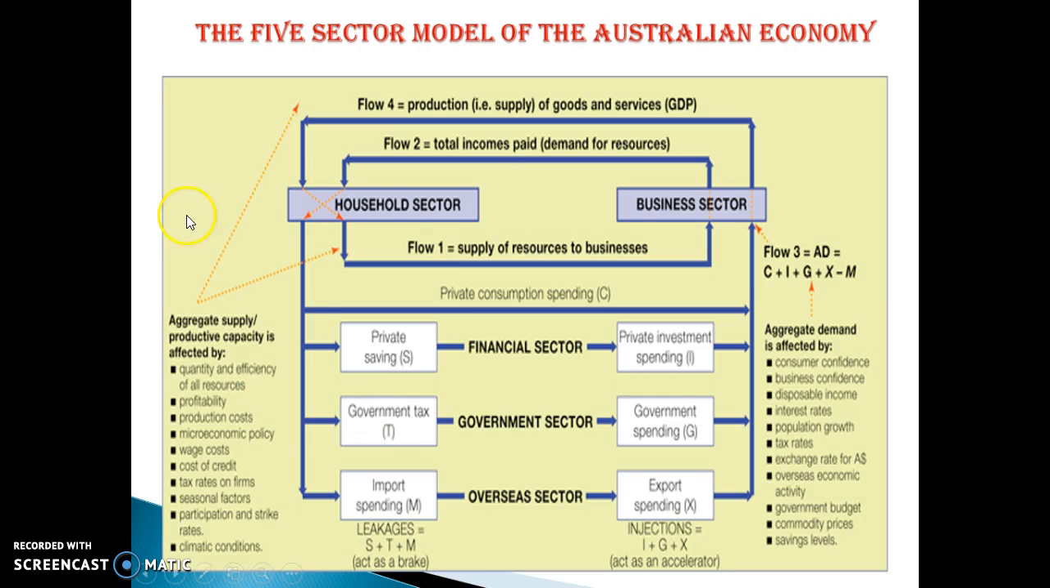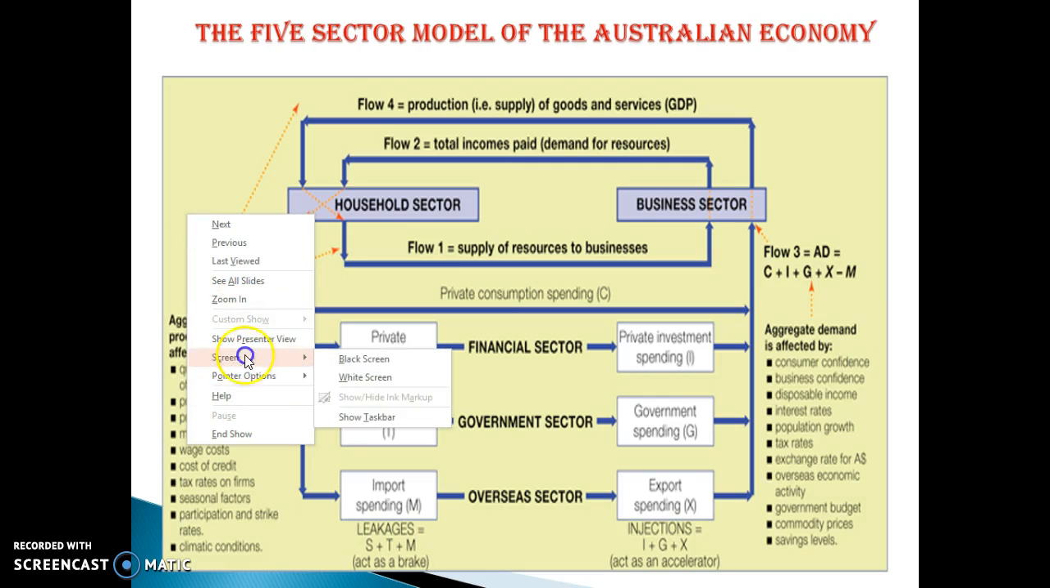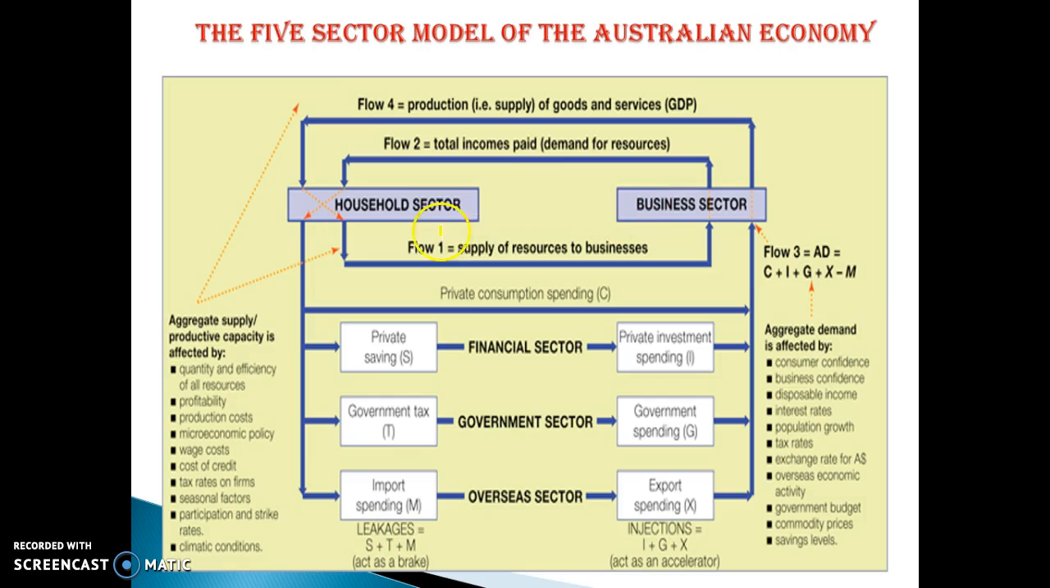So your first flow is the supply of resources. So you have your business sector and your household sector, and the first flow is the household sector, which is basically labour or consumers supplying their resources to the business sector. So that includes supplying their land resources, their labour mainly, and their capital resources to the business sector.